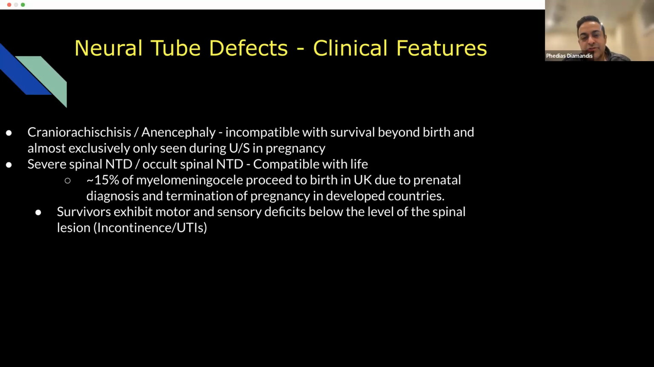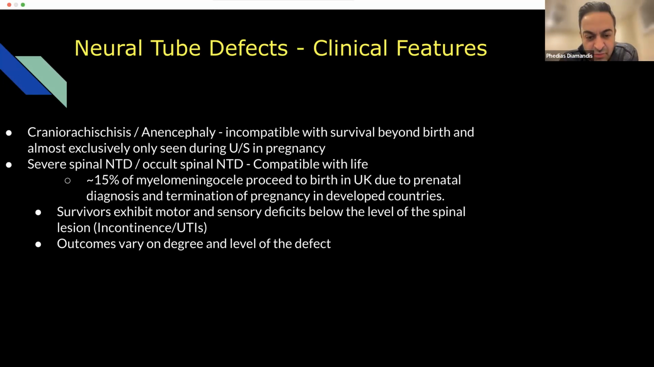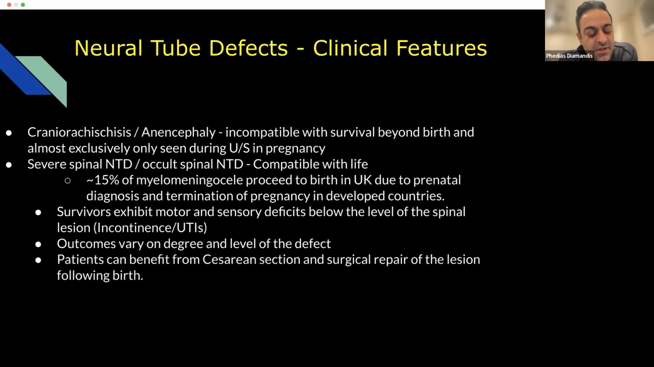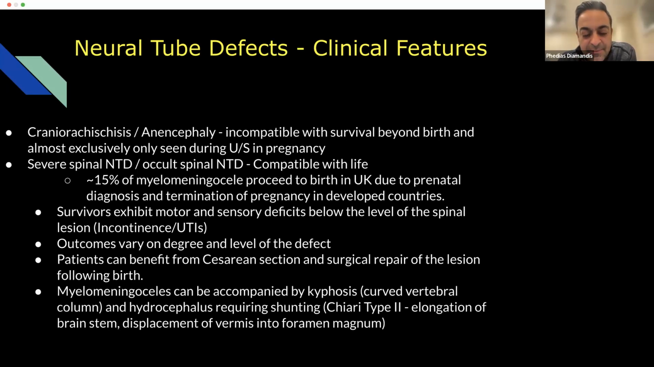Survivors of spinal tube defects can exhibit severe motor and sensory deficits below the level of the lesion, including incontinence and urinary tract infections, and of course the outcomes will vary depending on the severity and which levels are involved. Some patients can benefit from cesarean section and early surgical repair of the lesion following birth, and can be accompanied with kyphosis, a curved vertebral column, and hydrocephalus that may require shunting, such as this Chiari II that we'll talk about.